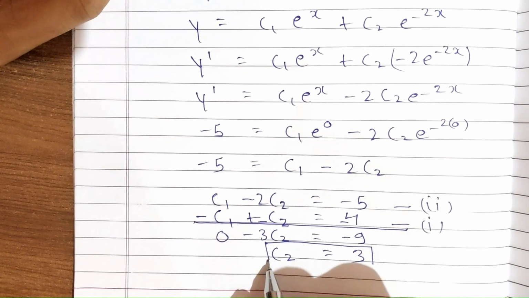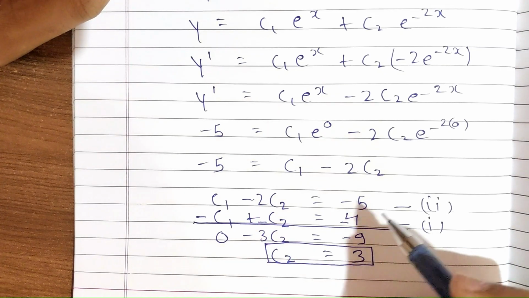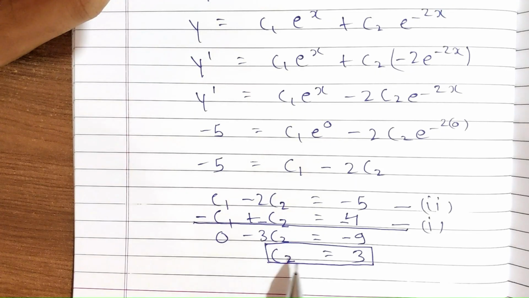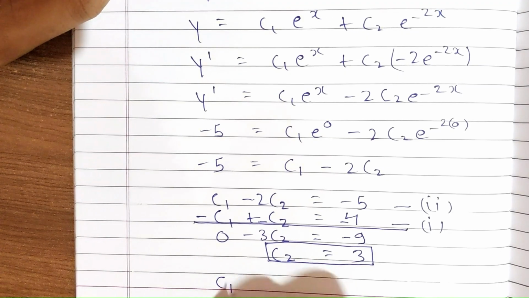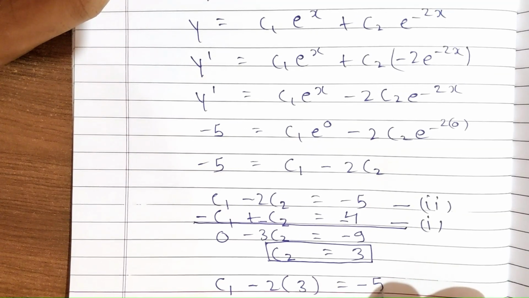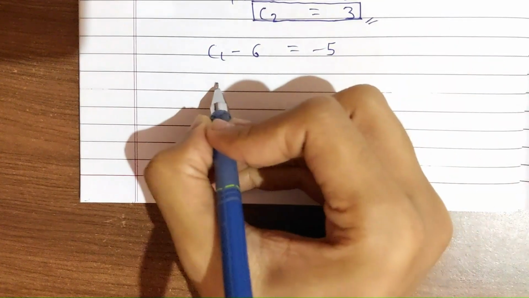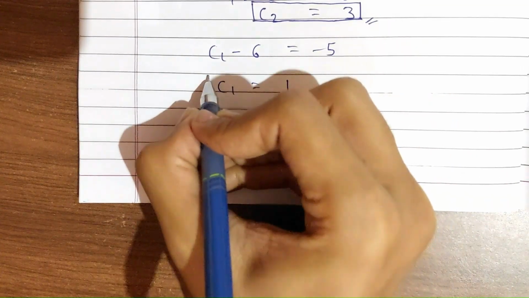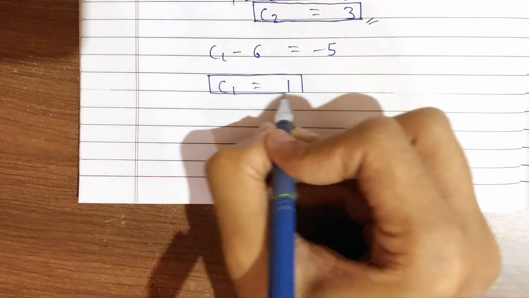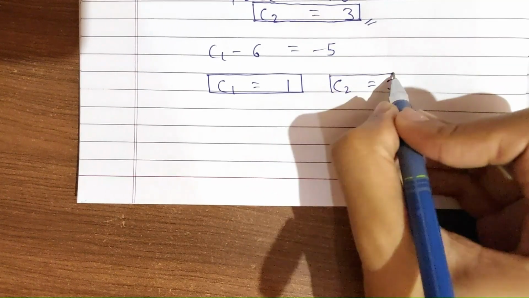Now put this value of c2 in any equation 1 or 2. So we will put value of c2 in equation 1. c1 minus 6 equals to minus 5. c1 will equal 1. These are the values of c1, c2.